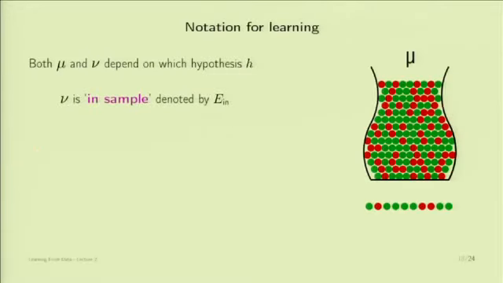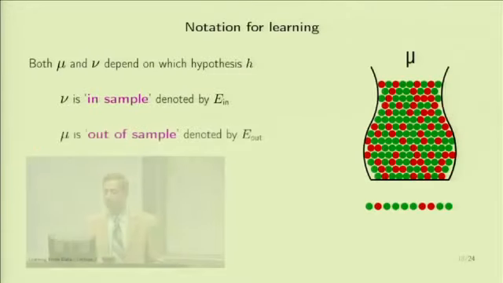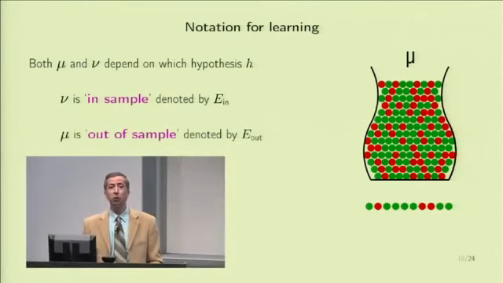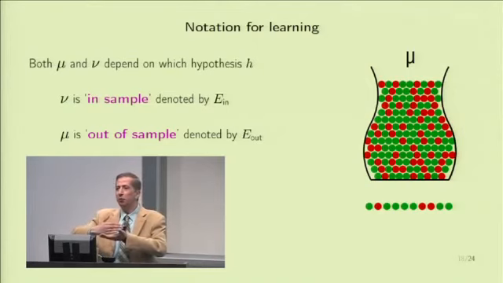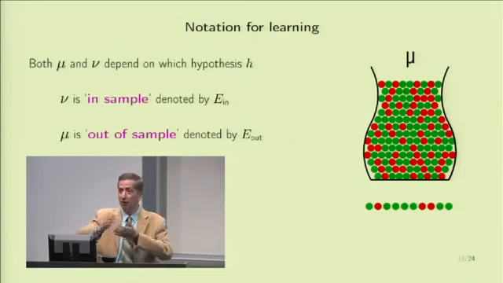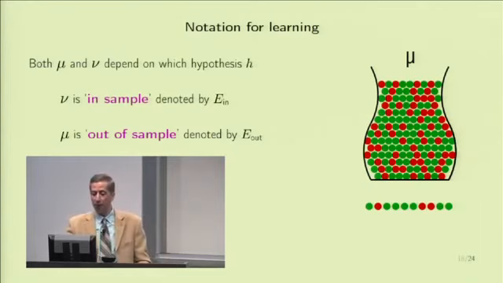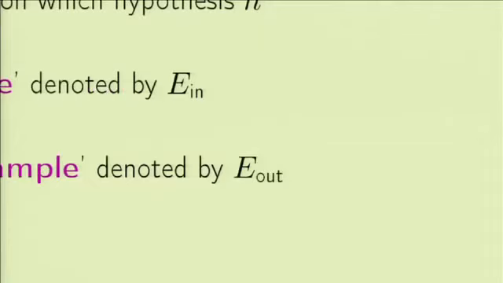Now we go and get the other one, which happens to be mu, and that is called out of sample. If you are in this field, you guess what matters is the out-of-sample performance. That's the lesson. Out of sample means something that you haven't seen. And if you perform well on something that you haven't seen, then you must have really learned. So that's the standard, and the name for it is E_out.